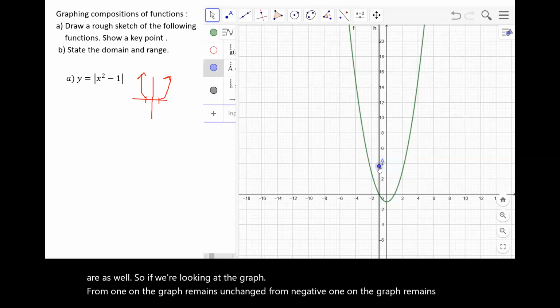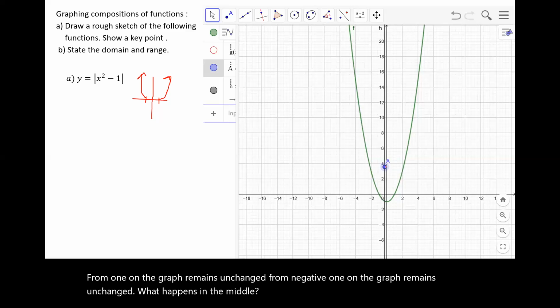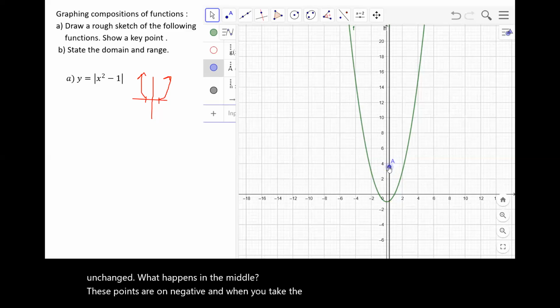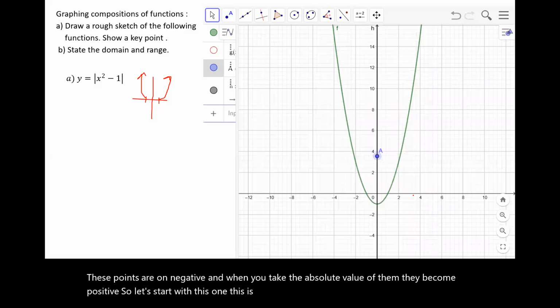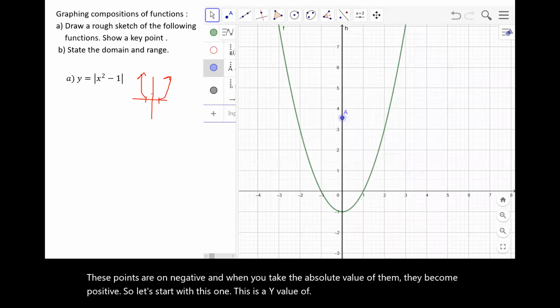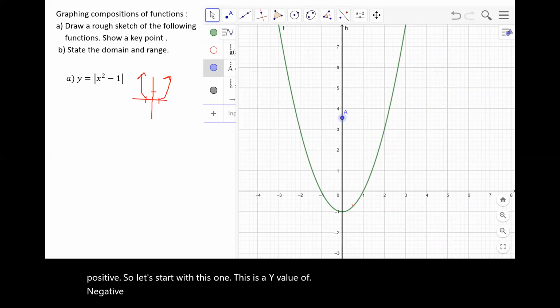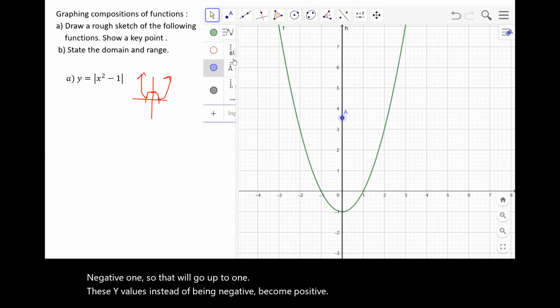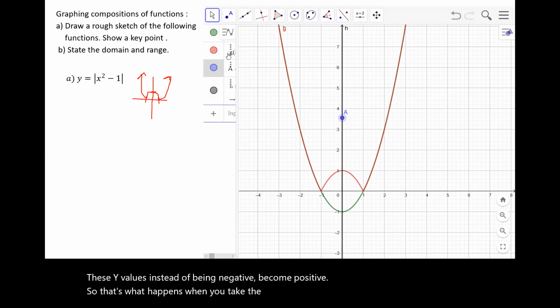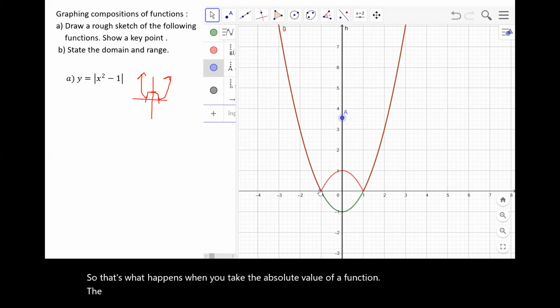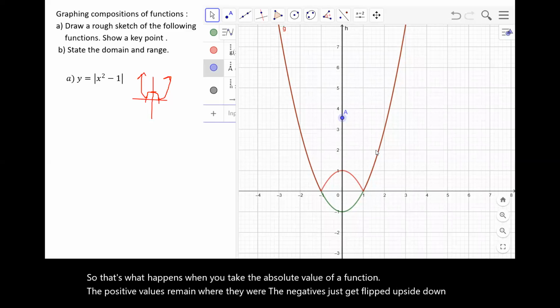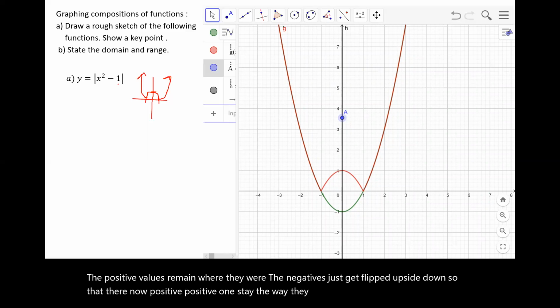What happens in the middle? These points are all negative, and when you take the absolute value of them, they become positive. So let's start with this one. This is a y value of -1, so that'll go up to 1. All these y values, instead of being negative, become positive. So that's what happens when you take the absolute value of a function. The positive values remain where they were. The negatives just get flipped upside down so that they're now positive. Positive ones stay where they are. So the absolute value simply takes all your values and makes them positive.